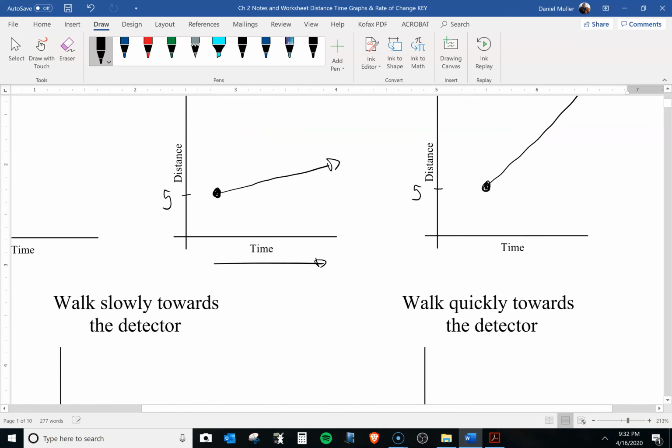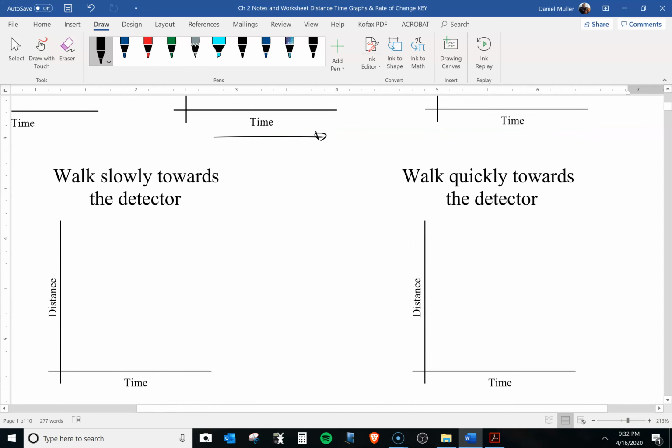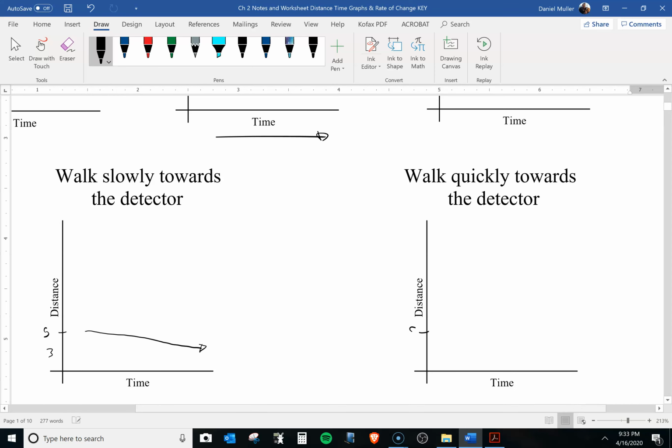Well, you could walk towards a detector. So here we are, 5 feet away again. If you're going to walk slowly towards a detector, you might go something like that. We're walking closer, maybe now 3 feet away from the detector. So you were slowly walking towards it. As time goes on to the right, you are slowly heading down towards the detector. And this is slowly, again, less steep. Whereas if you were at 5 and you were going towards a detector quickly, it might look something like that. Really quickly, you just shot down, you're right there at the detector.